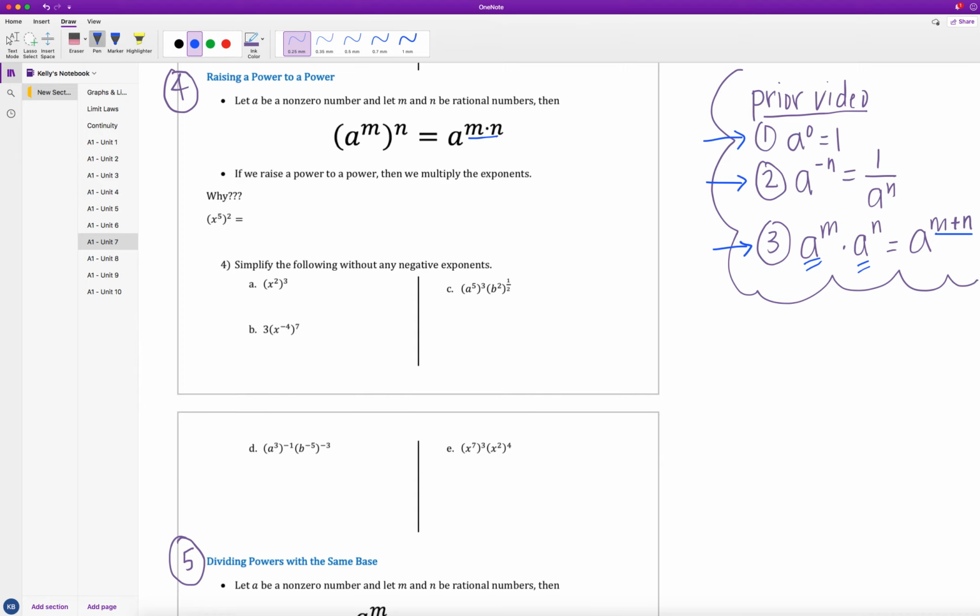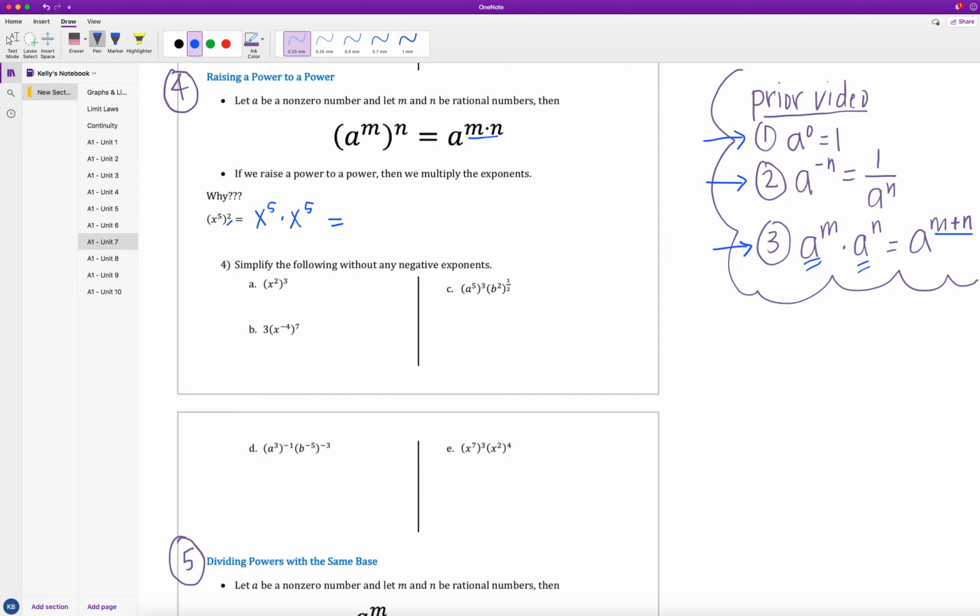You're probably wondering why. It's important to know the why and understand it so that you can see this in a bigger context versus just trying to memorize a set of rules. So let's work through this with an example. I have x to the fifth, all to the second. Well, we know the second power means that I rewrite my base that many times. Because my outside exponent is 2, I would rewrite x to the fifth twice, and I would have x to the fifth times x to the fifth.